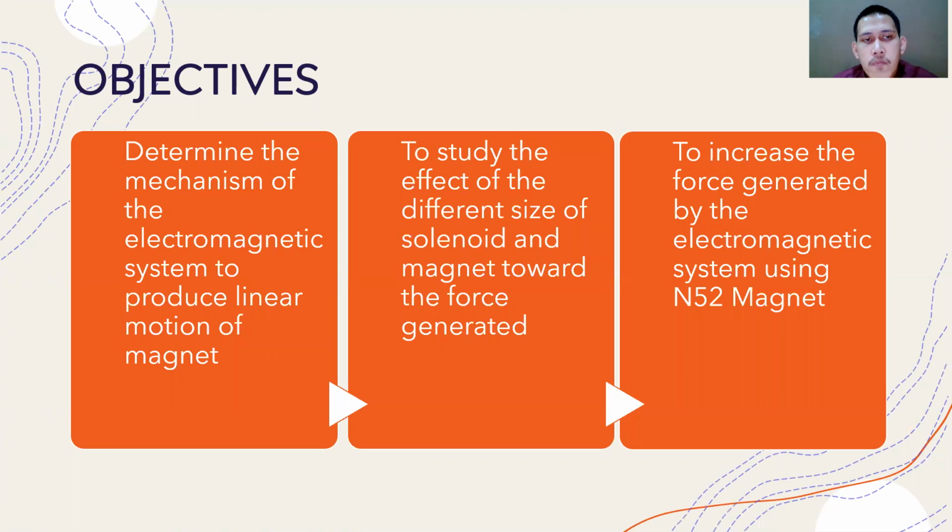And the first objective of my study is to determine the mechanism of the electromagnetic system to produce linear motion of the magnet. The second objective is to study the effect of different sizes of solenoid and magnet on the force generated. Here we will determine how the size will affect the force generated, whether a bigger magnet will produce a bigger force or vice versa.